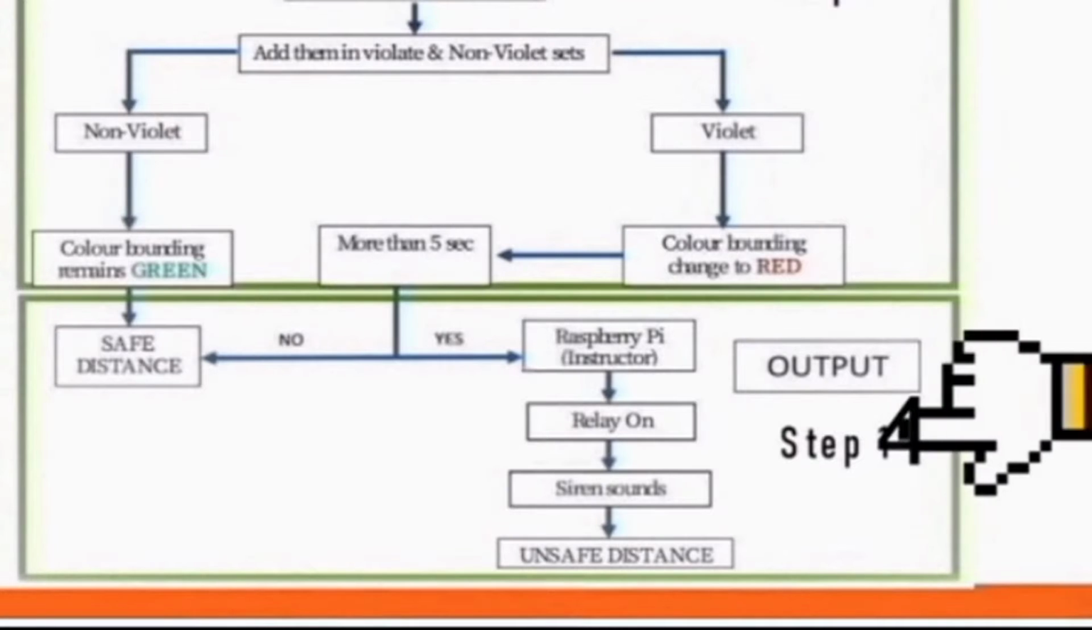Step 4, Output. If the bounding box remains green, it indicates safe distance. If the bounding box is red for less than 5 seconds, it indicates safe distance. But if the bounding box is red for more than 5 seconds, the Raspberry Pi instructs the relay to emit the siren, which indicates unsafe distance.